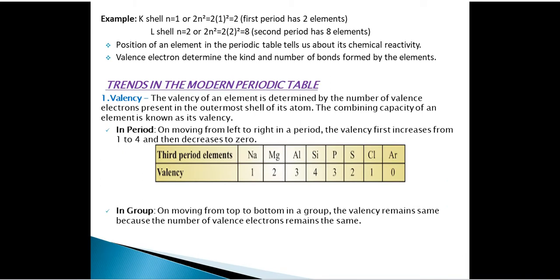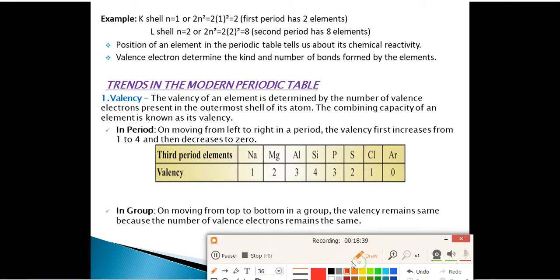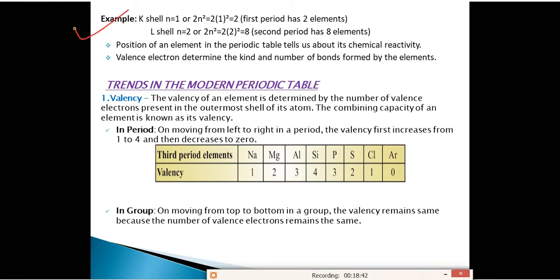For your knowledge, I have also provided an example over there: in the K shell the value of n is equal to 1. You will apply the 2n square formula, and you can see that 2 electrons can be present in the first shell. So in the first period, how many elements are present? Only 2 elements are present in the first period. Now if we take the example of the L shell, 8 electrons are present. In the L shell, always 8 electrons will be present. So in the second period, how many elements are present? 8 elements will be present. So accordingly, you can predict how many elements are present in one period.